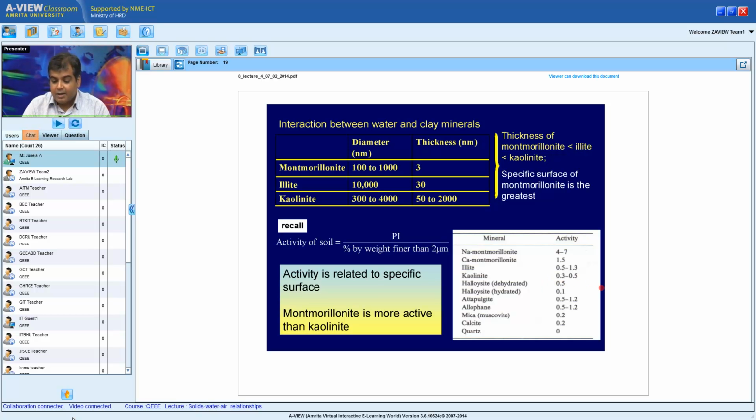So rather than look at clay minerals, people say, okay, let's look at activity. Activity is defined as the ratio of plasticity index to clay content. We looked at this definition before. So people say it's easy for me to measure, so I can speak about which clay mineral it would be based on activity.